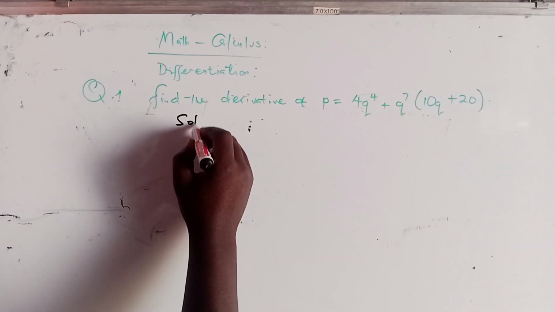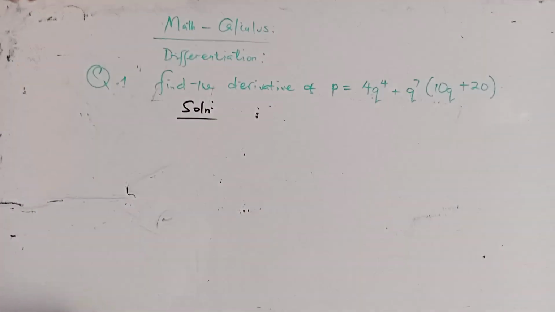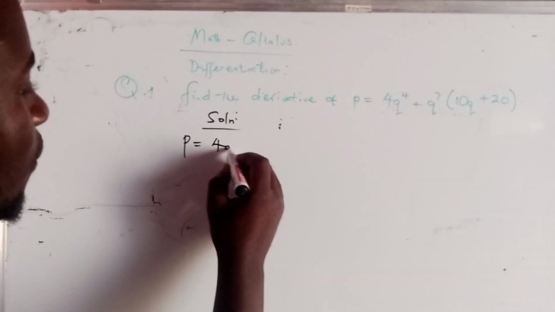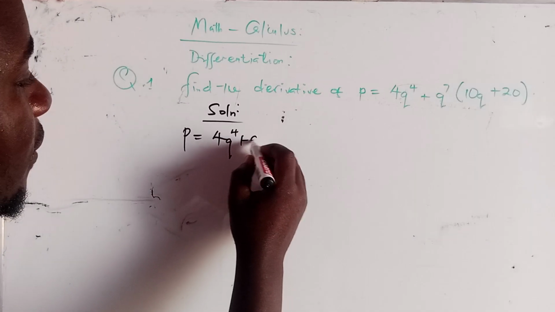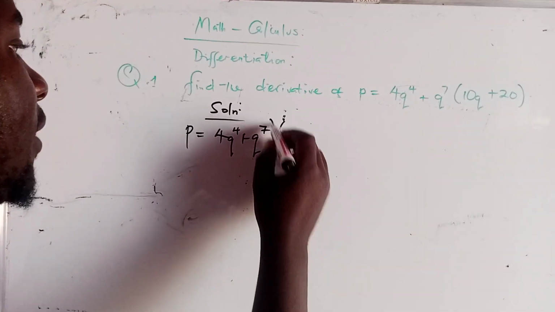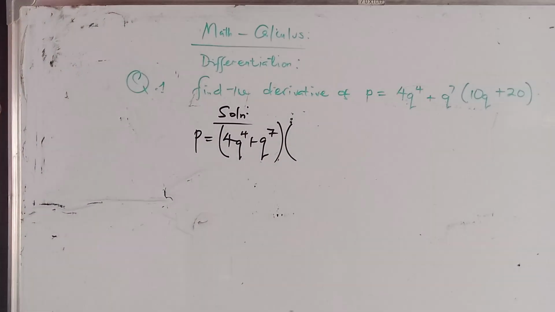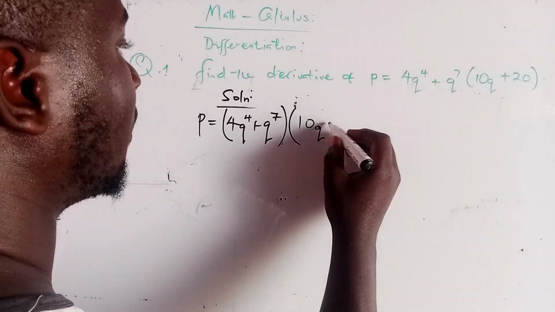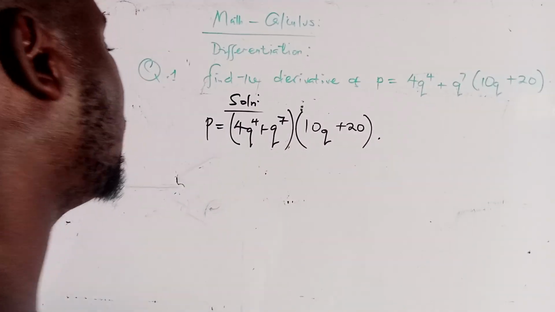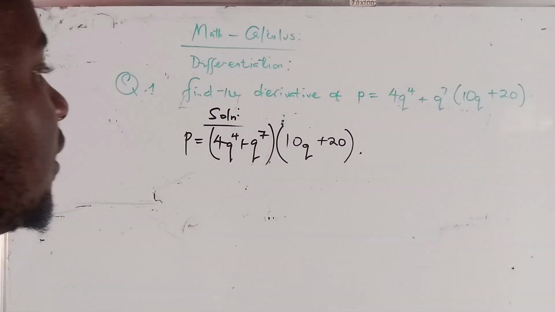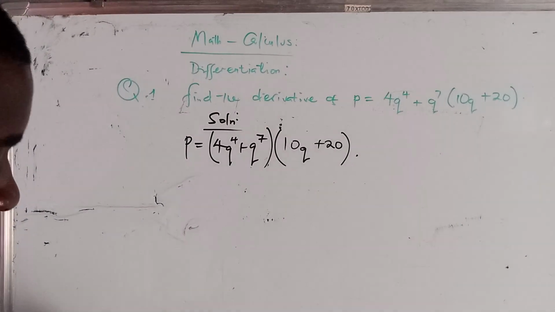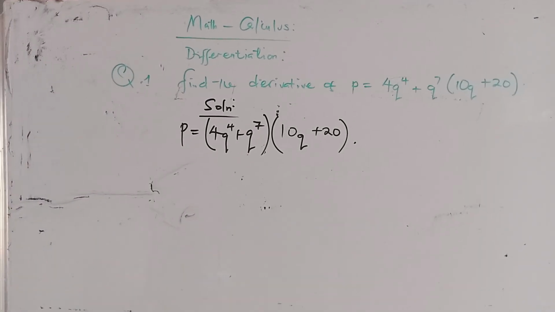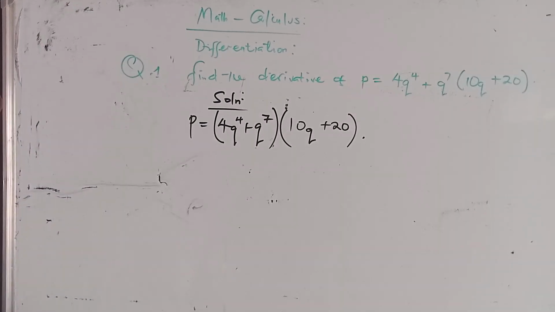I'm going to say solution. Alright, so I'm going to copy the function: p = (4q^4 + q^7) multiplied by (10q + 20). So these are two functions that are multiplying, and we have to bear in mind that we must use what we call the product rule, since a product is the answer you get after multiplying two entities.